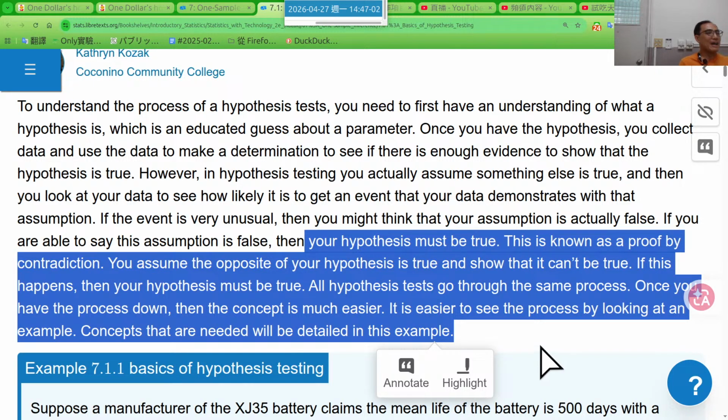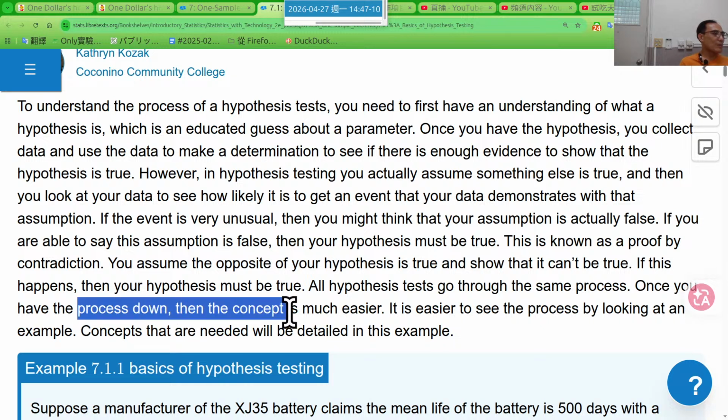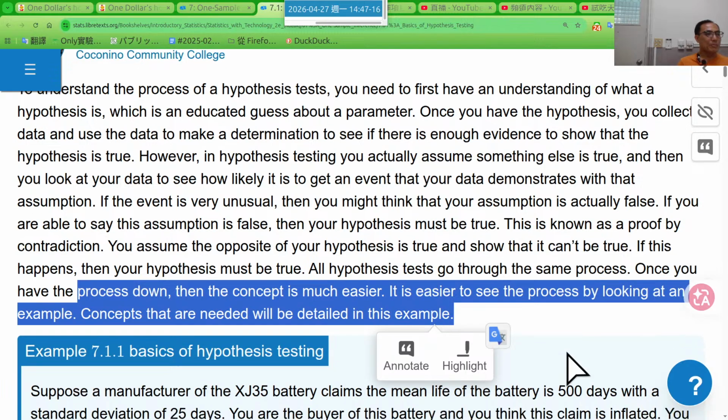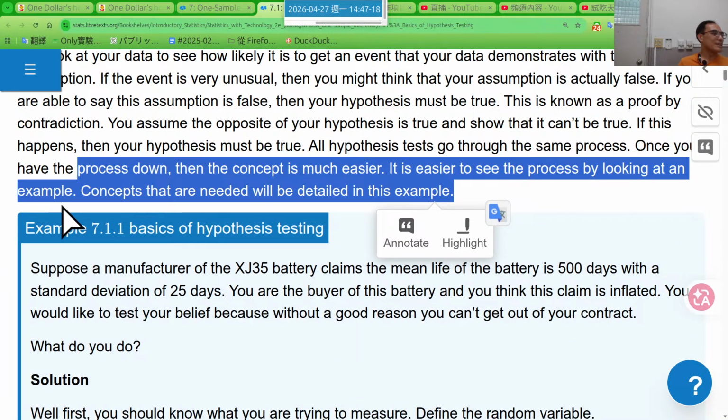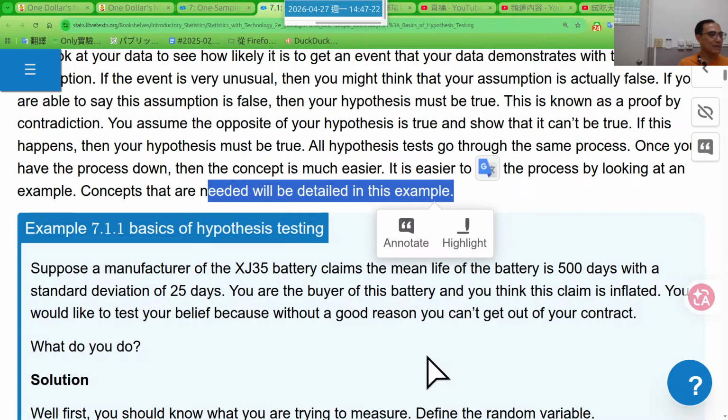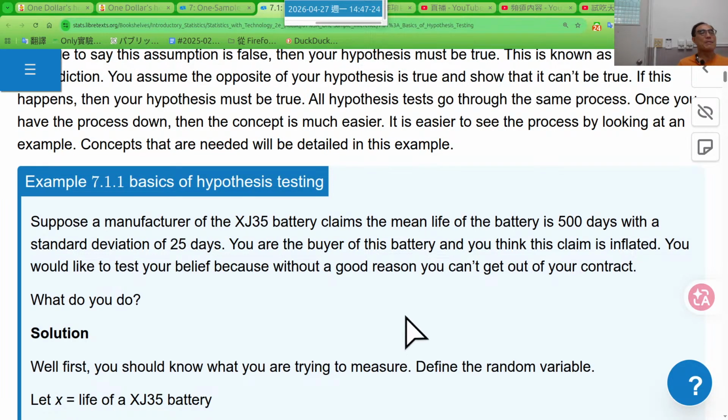All hypothesis tests go through the same process. Once you have the process down, the concept is much easier. It is easier to see the process by looking at an example. The concepts needed will be detailed in this example. Okay, let's come to the example. Example 7.1.1, basics of hypothesis testing.